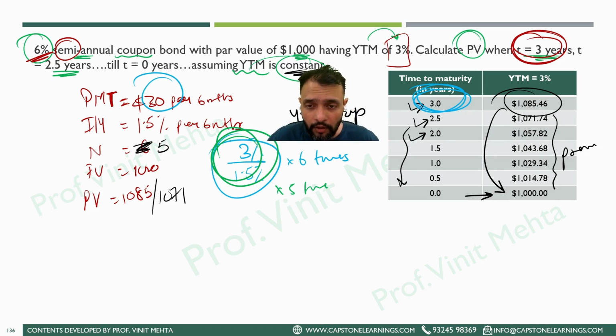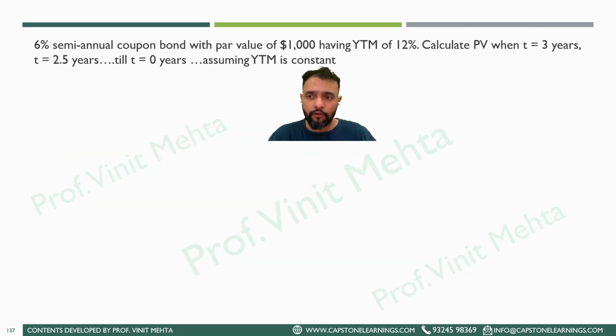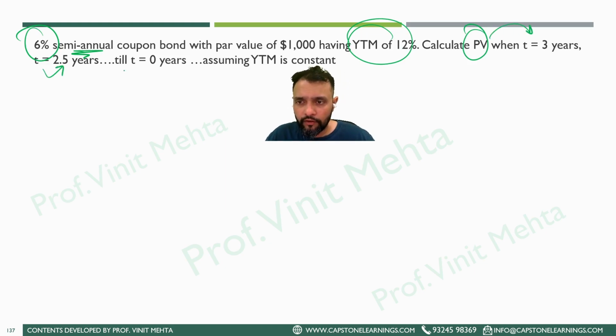And now, in case of a discount bond, first of all, for the sake of calculation, tell me what will be the price of the bond. 6% semi-annual coupon, YTM 12%. What will be the present value when T is equal to 3, 2.5, 1.5, and so on and so forth? Do the calculation. Get some practice.